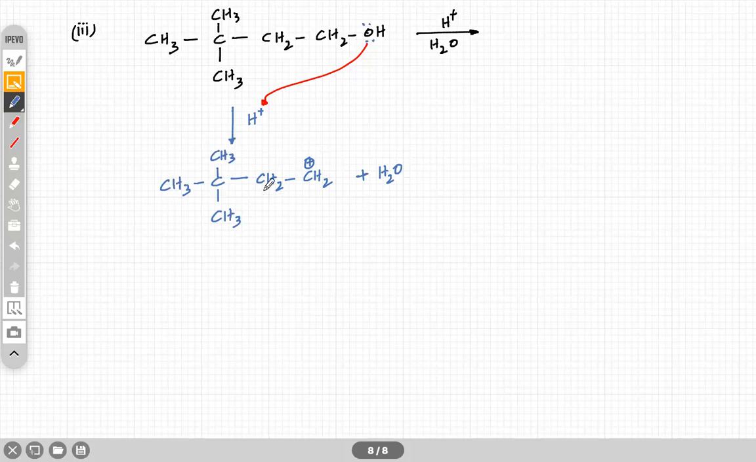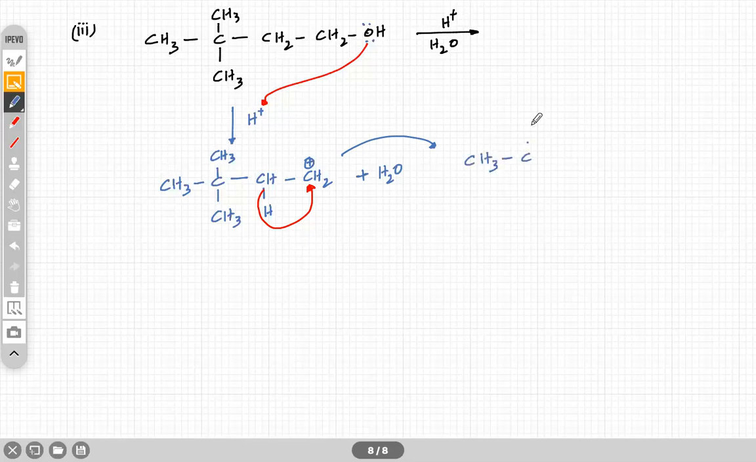Right? Now in this, we'll have a 1,2 hydride shift. H here, and we are considering a 1,2 hydride shift on this. Okay, so that would be the product we get here, you see. The product we get, it is CH3, CH3, CH3, CH positive and CH3.